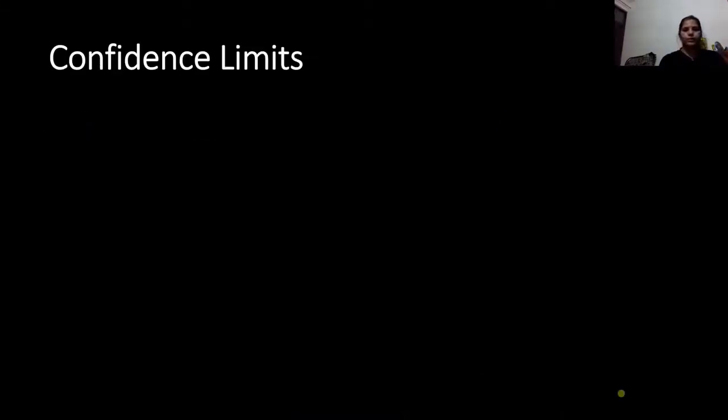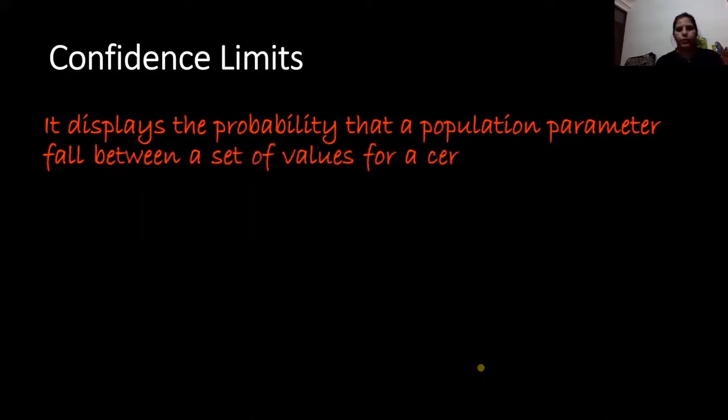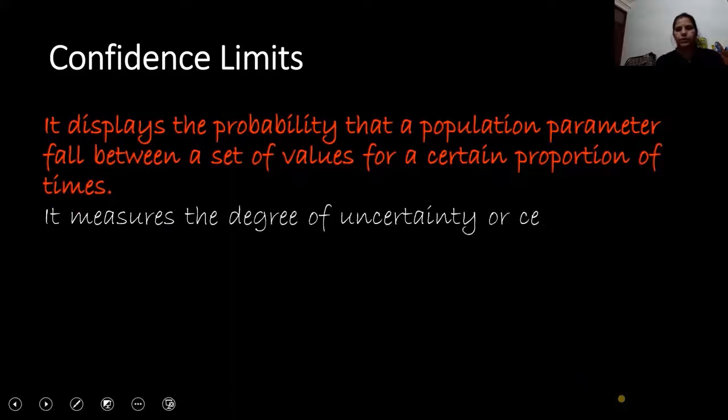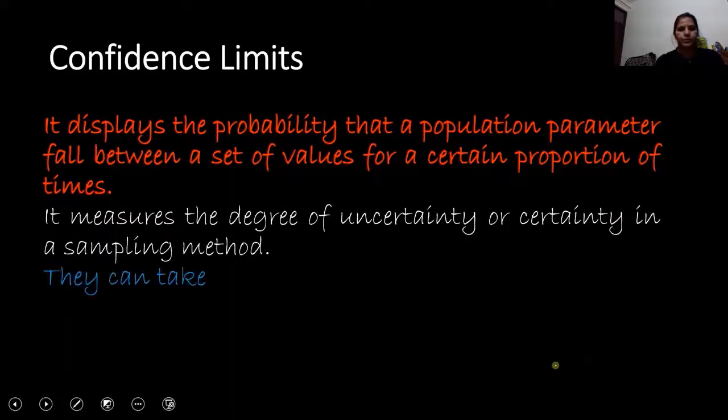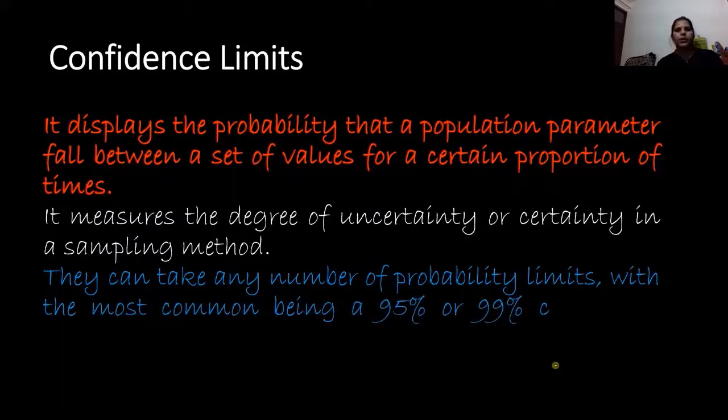Confidence limits. They display the probability that a population parameter falls between a set of values for a certain proportion of times. They measure the degree of uncertainty or certainty in a sampling method. They can take any number of probability limits, with the most common being a 95% or 99% confidence level.